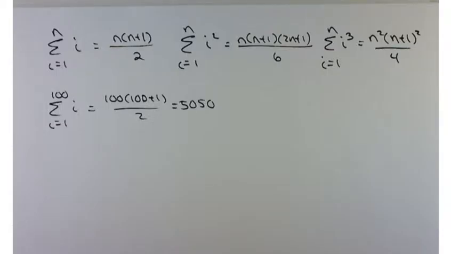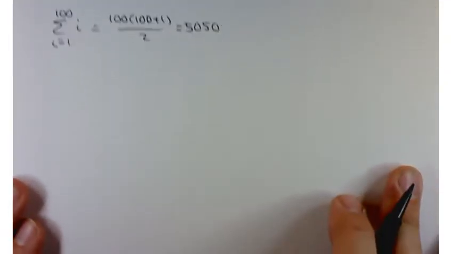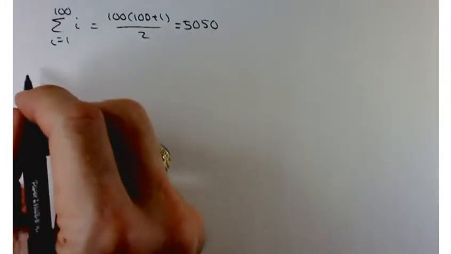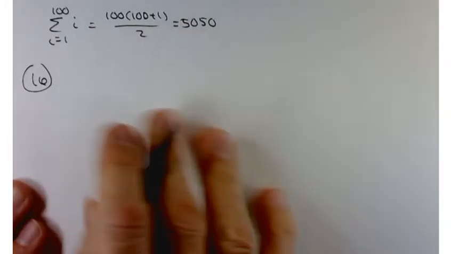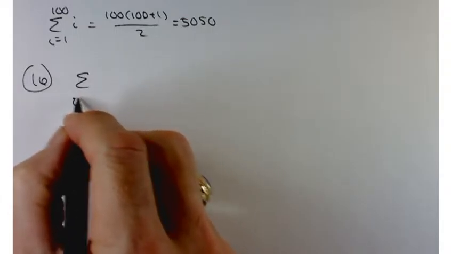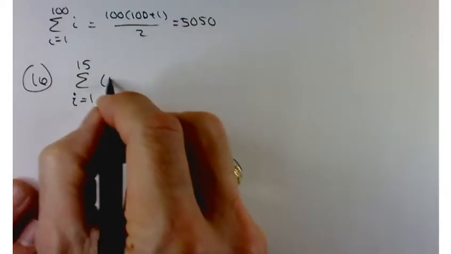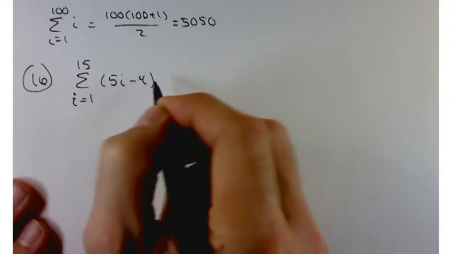Let's apply these and do some problems. Along the way, I'll show you some other properties of the summation. Remember that these are additions, so they're going to have properties that mirror those things that we know from addition. We'll start with problem number 16. The sum from i equals 1 to 15 of 5i minus 4, like that.